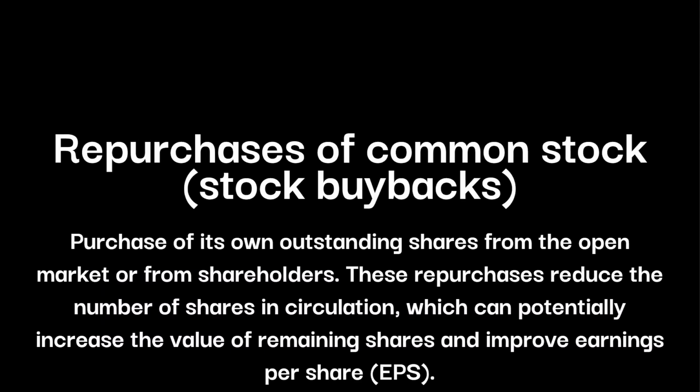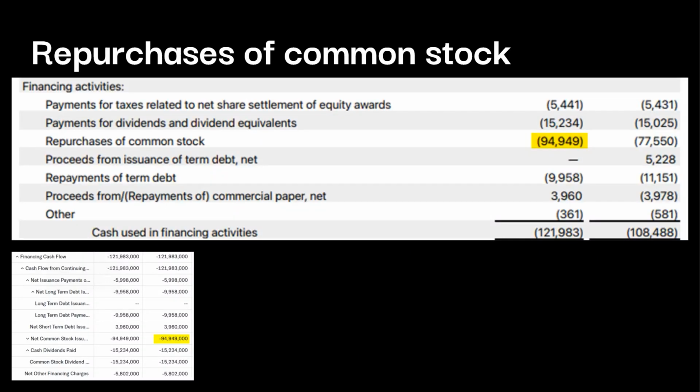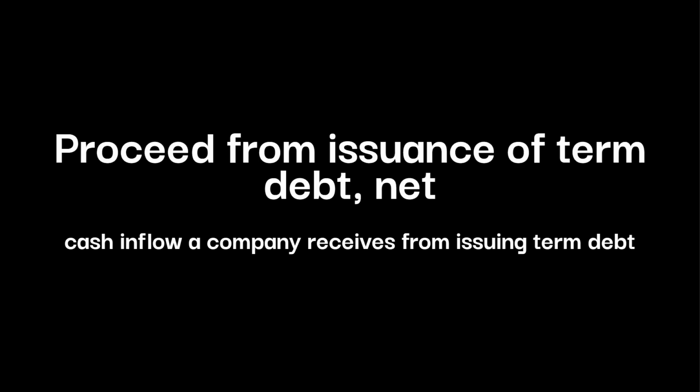Up next, we have repurchases of common stock. This is also known as stock buybacks, and this is the purchase of a company's own outstanding shares from the open market or from shareholders. These repurchases reduce the number of shares in circulation, which can potentially increase the value of remaining shares, improve earnings per share, right? And we've covered earnings per share on other videos. And you can see there's quite a few purchases of common stock, 94,949, right? Big amounts.